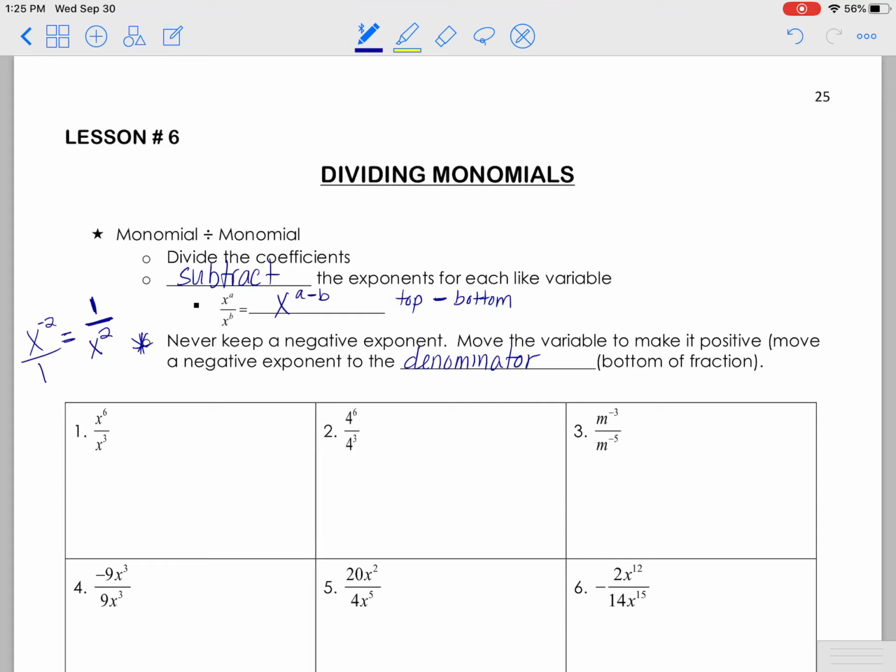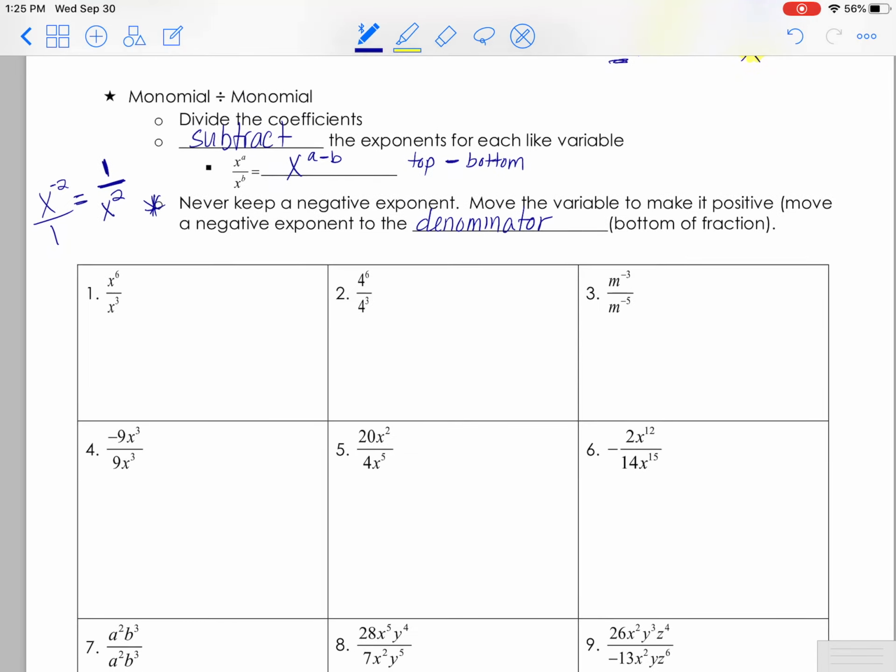So I'll give you another example. If you had, say, x to the negative 4, this is going to be the same thing as 1 over x to the 4th. Okay? Now, if I put a coefficient in the front of that, this number is going to stay at the top. You only move this part down. Okay. All right. Let's do some examples.